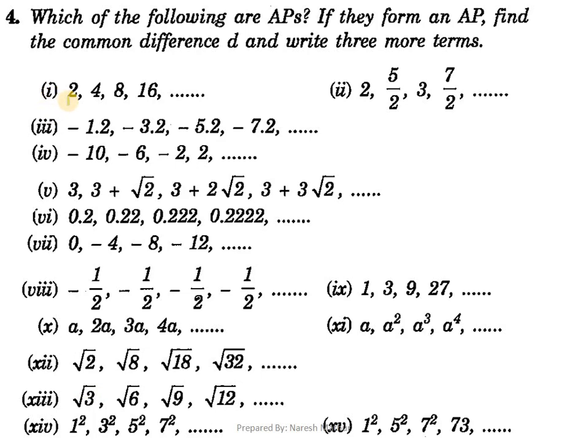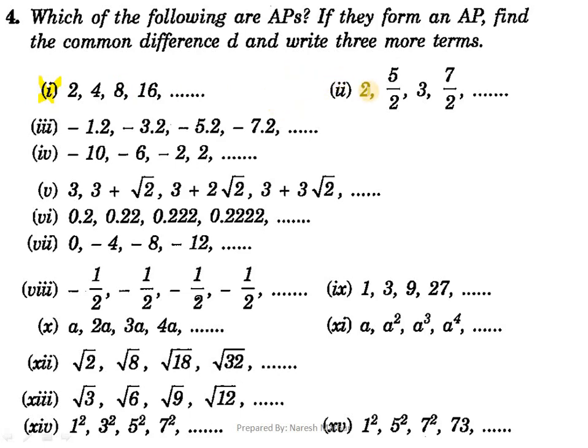First, 2, 4, 8, 16. The difference between 2 and 4 is 2. 4 minus 2, 2. 8 minus 4 is 4. 16 minus 8 is 8. So we are not having the difference as common. So it is not making an AP.